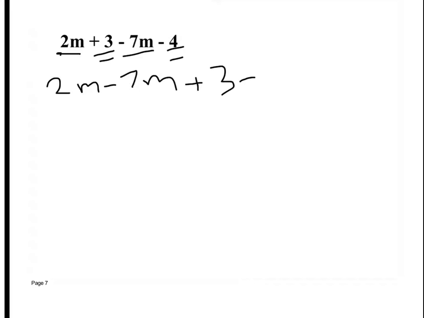Alright, so we have 2m plus 3 minus 7m minus 4. I identify my like terms. So then I rewrite it with like terms side by side. 2m minus 7m plus 3 minus 4. And then I add or subtract like terms. 2m minus 7m. Negative 5m. Okay, 2 minus 7 is negative 5. The variable does not change. Now I do 3 minus 4, which is negative 1. There's my answer.